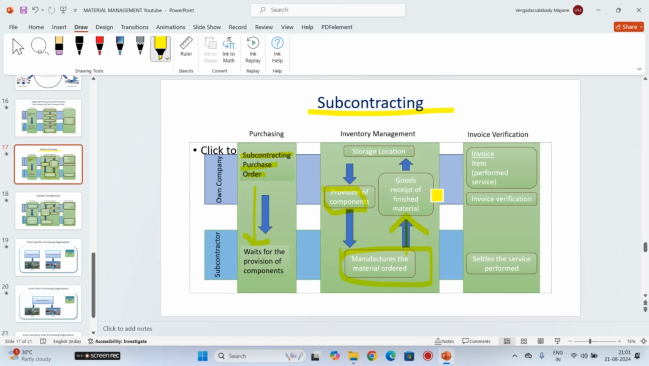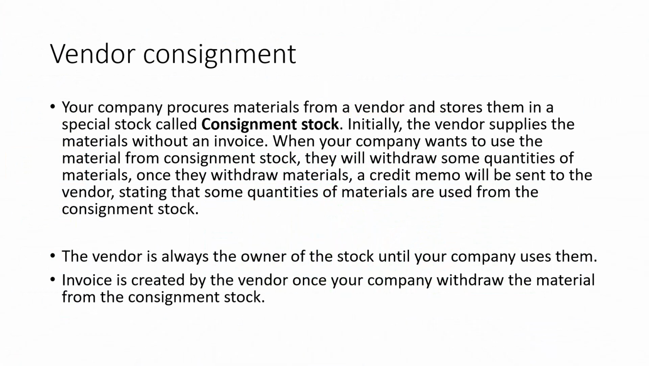Here the invoice is raised because you are subcontracting the process to a subcontractor. Obviously the subcontractor will raise the invoice for the service or the material they have made. So the invoice item can be a service or a finished product. After invoice verification, you will settle the subcontractor. So this is called subcontracting.